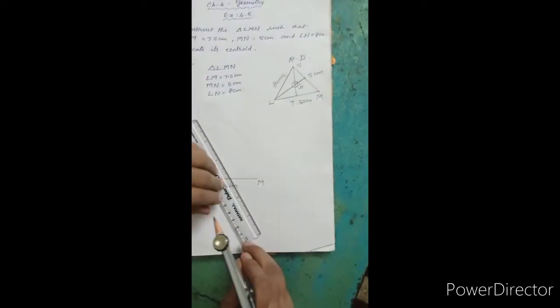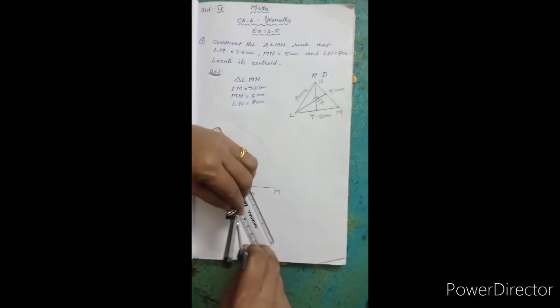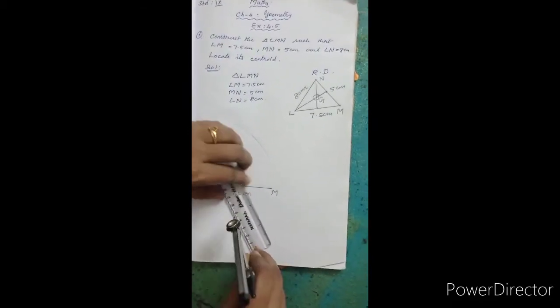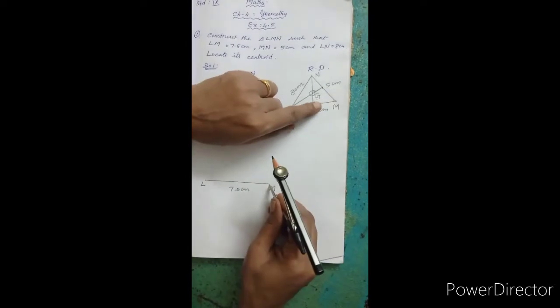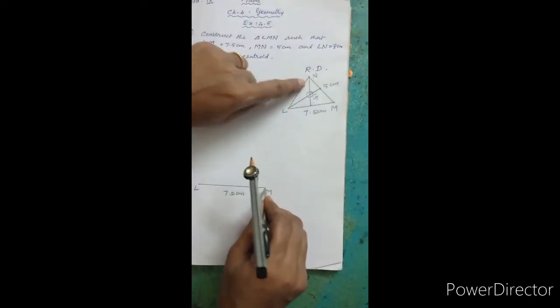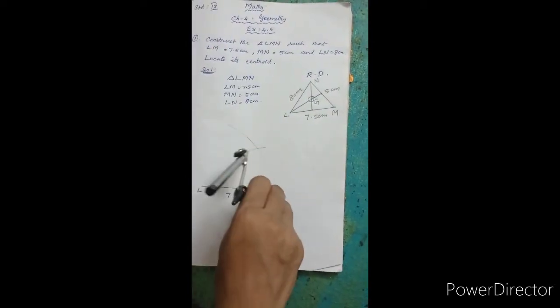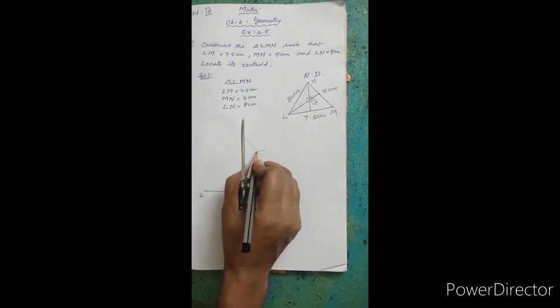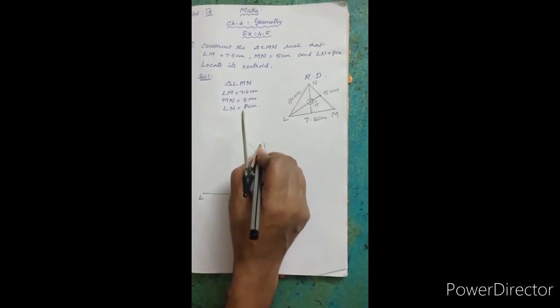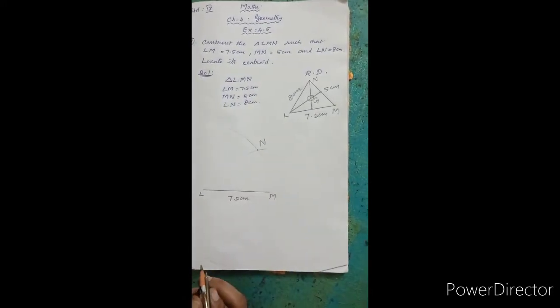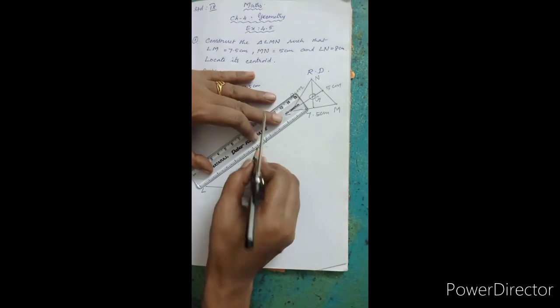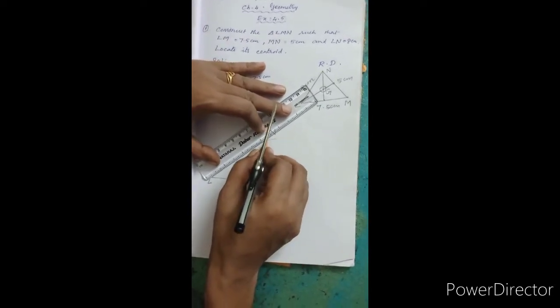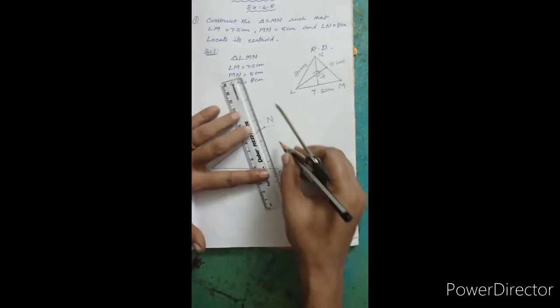Now take 5 centimeter as radius in your compass. M as center with radius 5 centimeter, draw one more arc which cuts the previous arc at N. This intersecting point is N. Now join LN and MN.